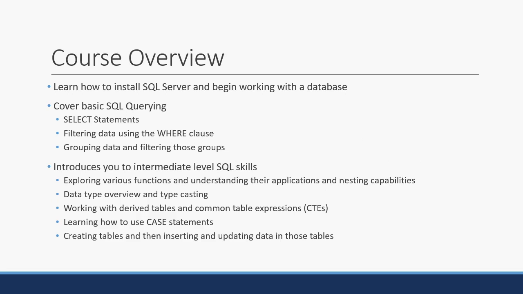So what are we going to be talking about in this course? I'm going to teach you how to install SQL Server and begin working with a database, and then just the basics of SQL querying. In fact, this course is an extension of the previous course, Microsoft SQL for Beginners, and the first several sections are actually the same content from that course. So if you're a beginner just really getting started, don't want to get into any of the more advanced stuff, then I'd recommend that you focus on the Microsoft SQL for Beginners course. If you want to get the basics, but also understand a little bit more about the intermediate level skills and some of the more advanced concepts, then this is the course for you.